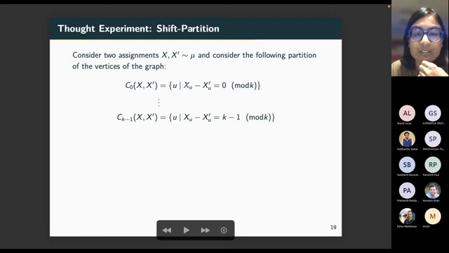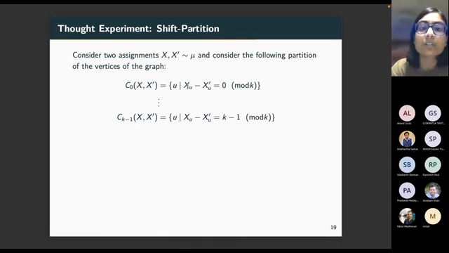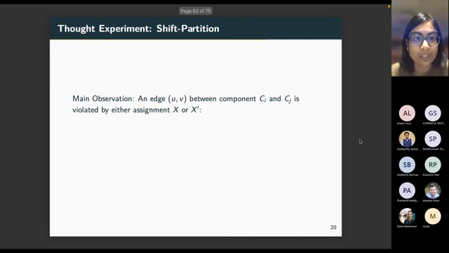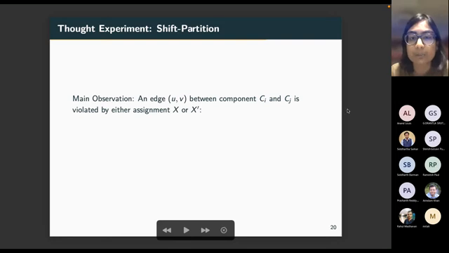So just recall that each variable xu takes some value between 0 and k minus 1. And we just put in all the vertices in the 0th component where xu minus xu prime, the difference between the two assignments, is 0. And then similarly, we do it for C1 and up to Ck minus 1. And now the interesting thing we exploit is that any edge that goes between two different components, so Ci and Cj, where i is not equal to j, is violated by either the assignment x or the assignment x prime.